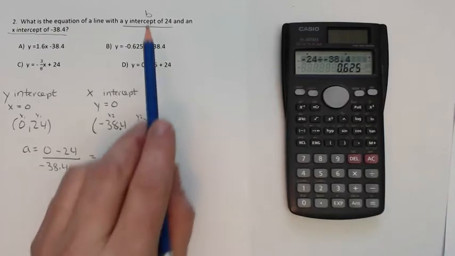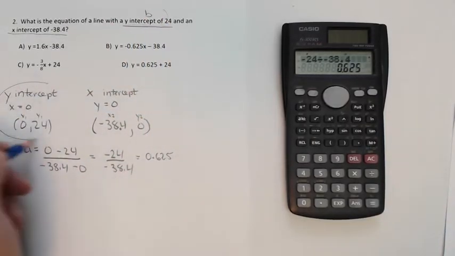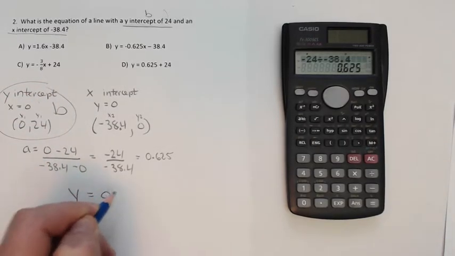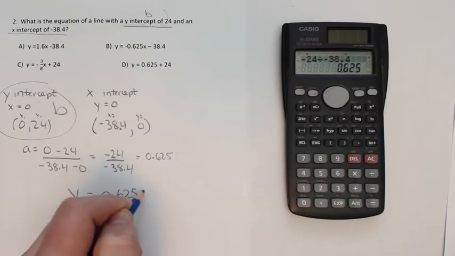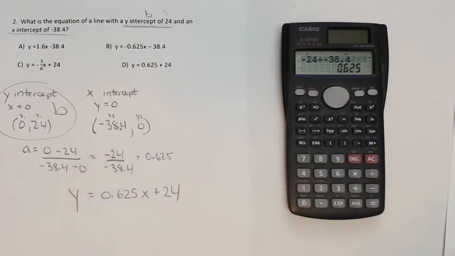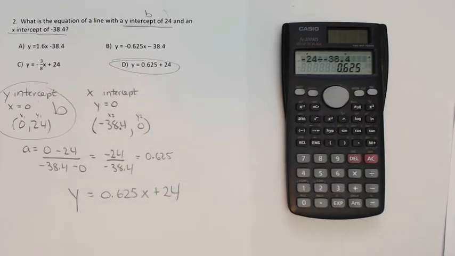And I already told you, we will remember that a y-intercept is a b. Right, we know that that's our b, so y is equal to 0.625x plus 24. There we go, right there.